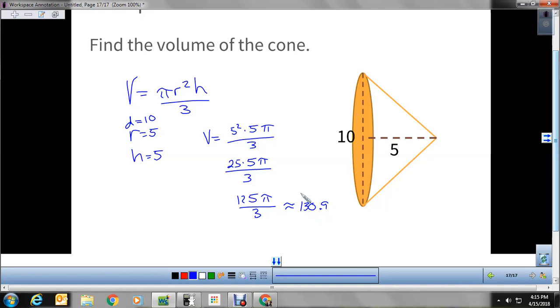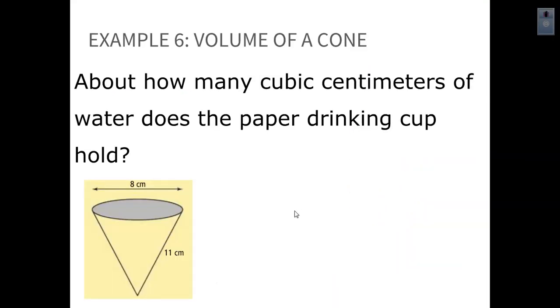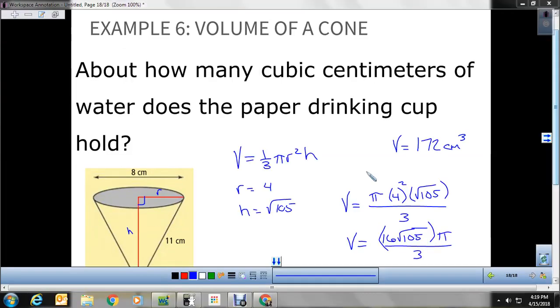All right, so on to our last example. About how many cubic centimeters of water does the paper drinking cup hold? So that means we're going to find the volume. So pause the video, work this one out, come back and check your answer when you're done. All right, so your answer you're going to get is going to be approximately 172 cubic centimeters.